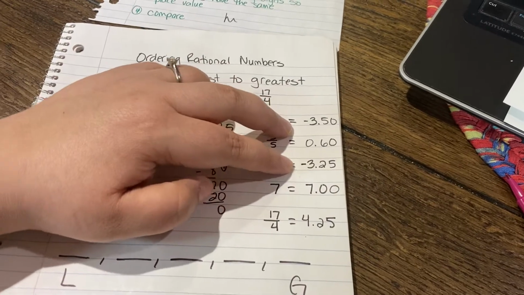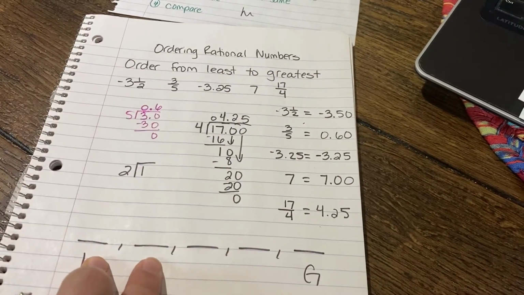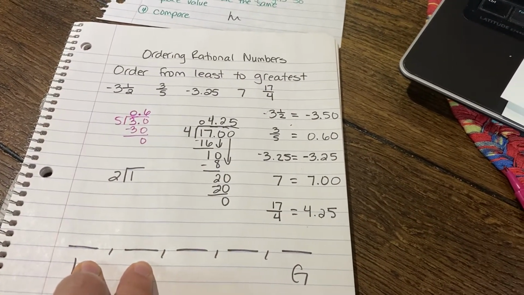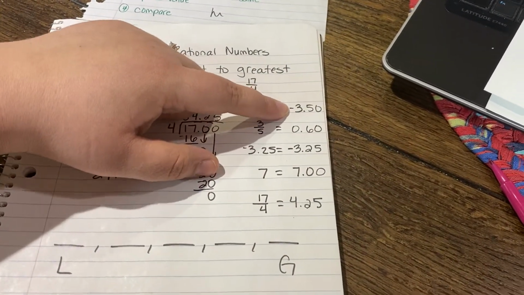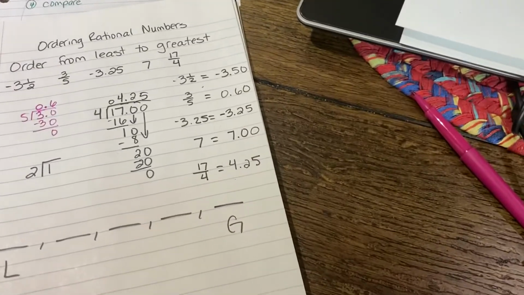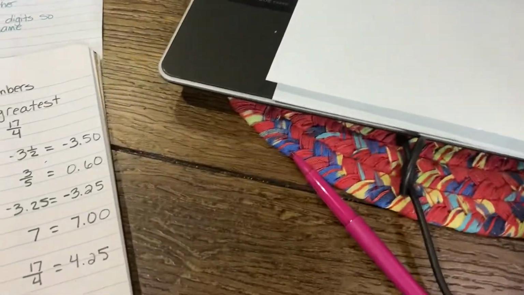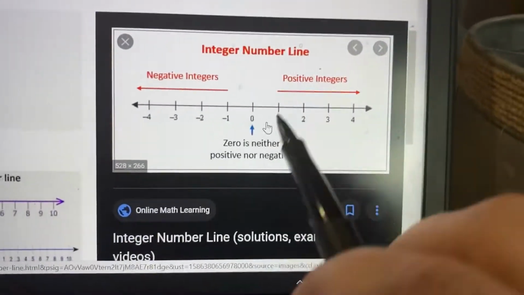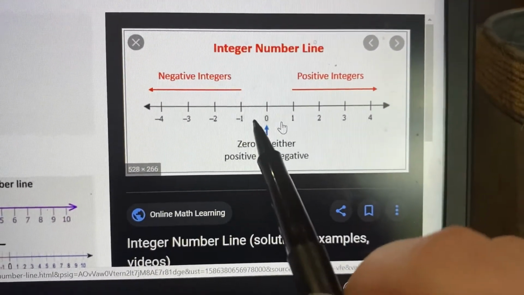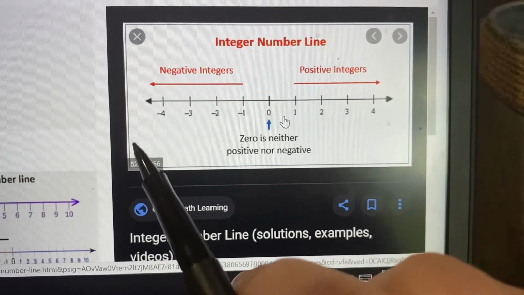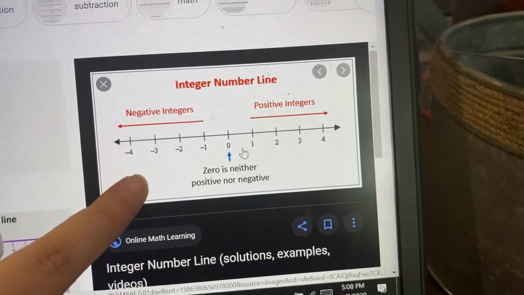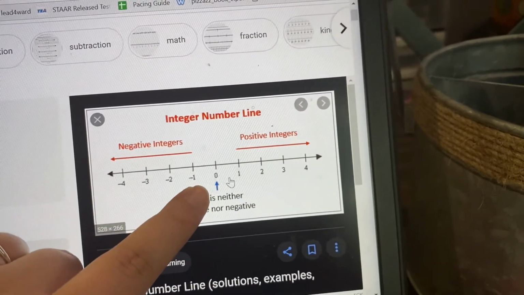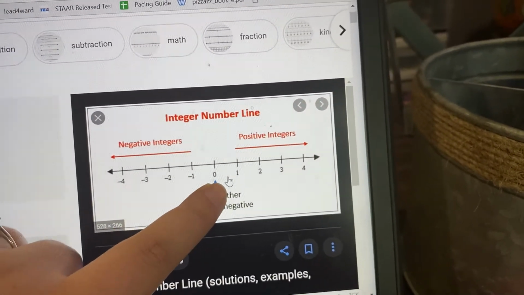So these 2 numbers have to go in the first 2 spots because they're the least. Negatives are always smaller than a positive. Now, negatives are tricky. On a number line, let me bring up my number line so I can show you. When you have negatives, the farther away it gets from 0, the smaller the value is actually getting. So -4 is smaller than -1 because -1 is closer to 0.